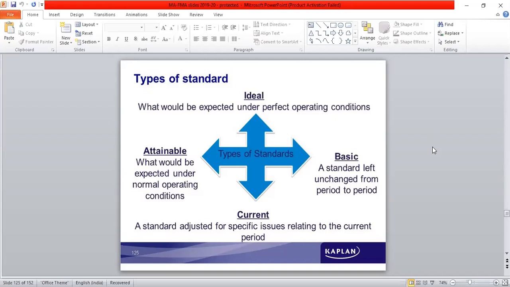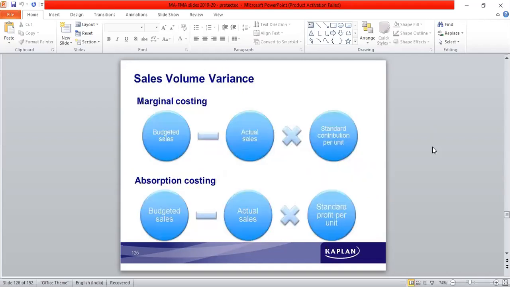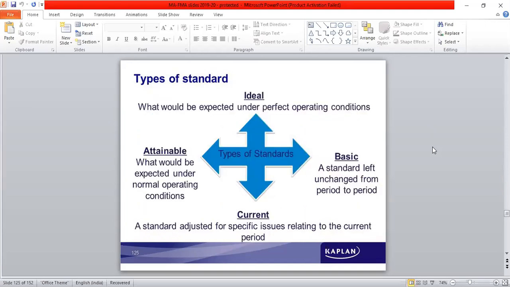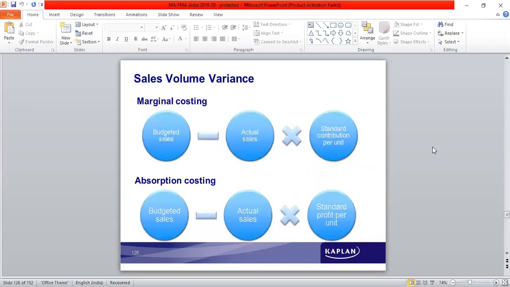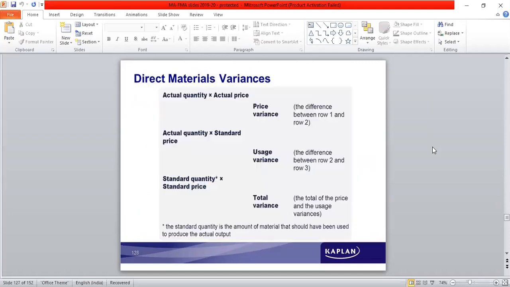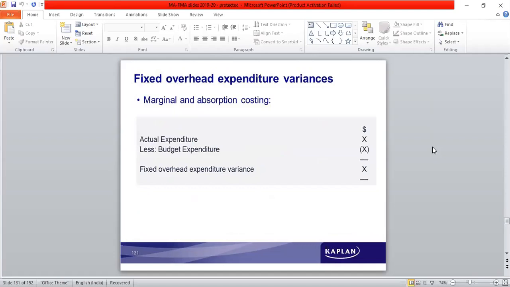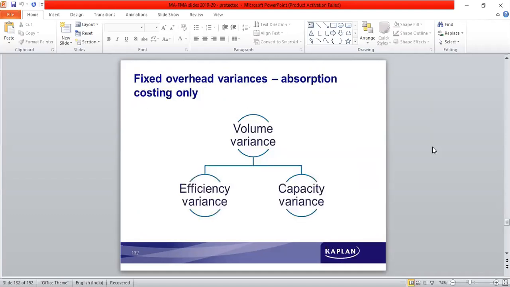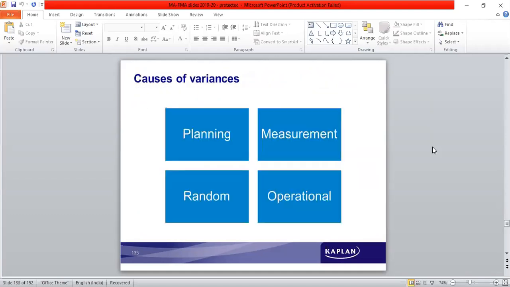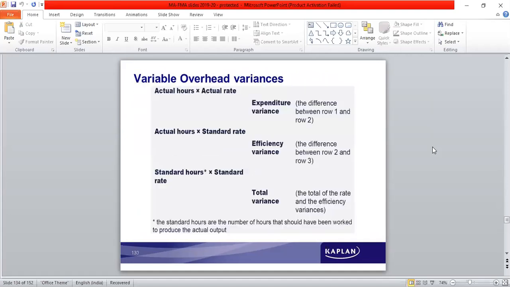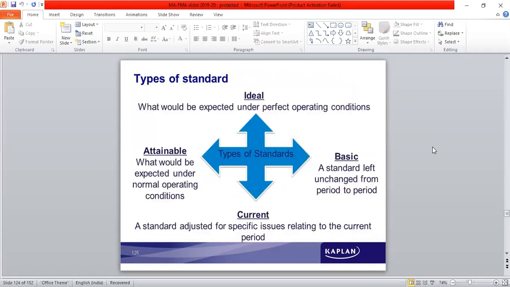What are the types of standards? I'll come back to that slide. I'll talk about that, but briefly, let's look into this one. The first category of standards is about the sales, about the revenue. So that is sales variances. Then we have material variances, labor variances, overhead variances. Overheads are again understood as variable overheads and fixed overheads. So these are the cost variances which are prepared.